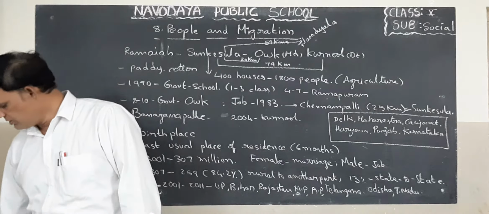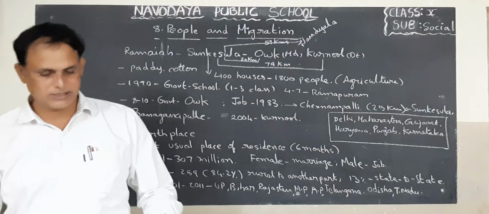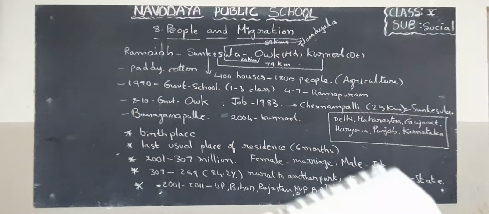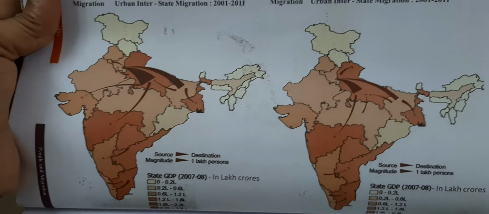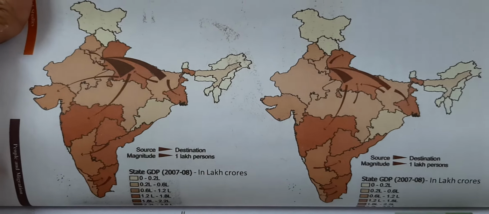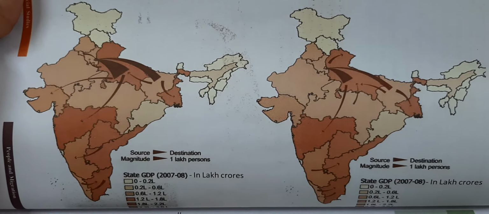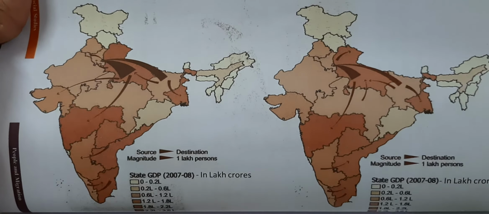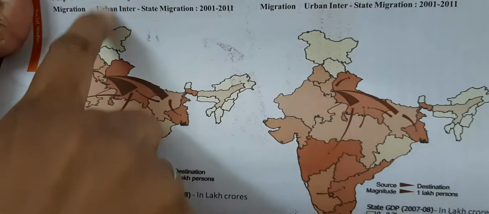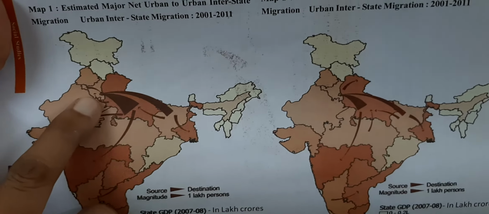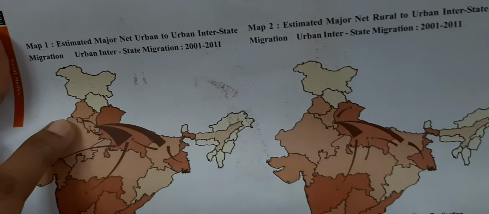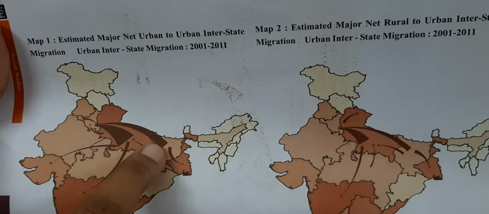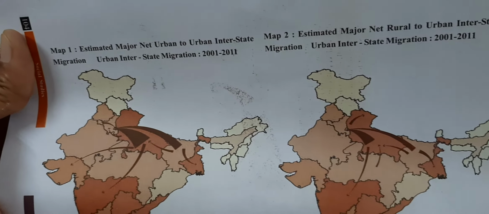Now, children, I want to show you some maps in this lesson. Come to page number 104. Now look, children. Here is the estimated major net urban to urban interstate migration, 2001 to 2011. Now look, this is Delhi, this is Uttar Pradesh. From Uttar Pradesh to Delhi people are going. From here to here also. Bihar to Delhi.